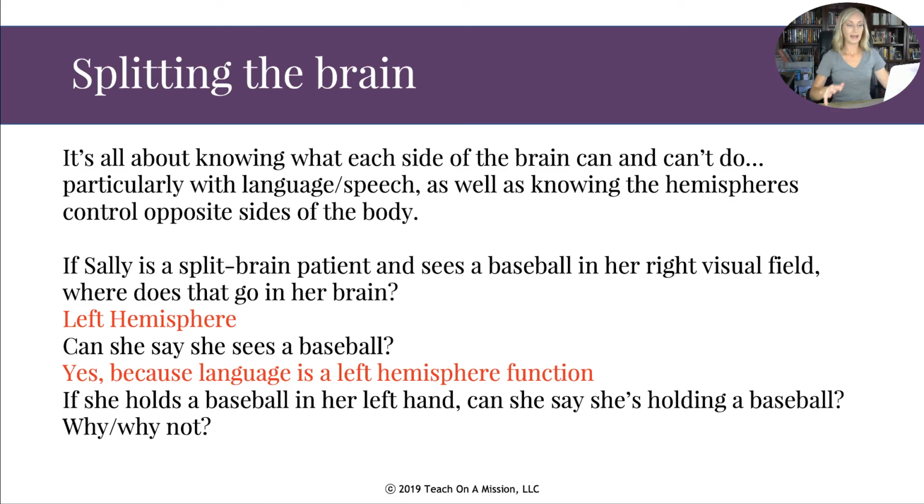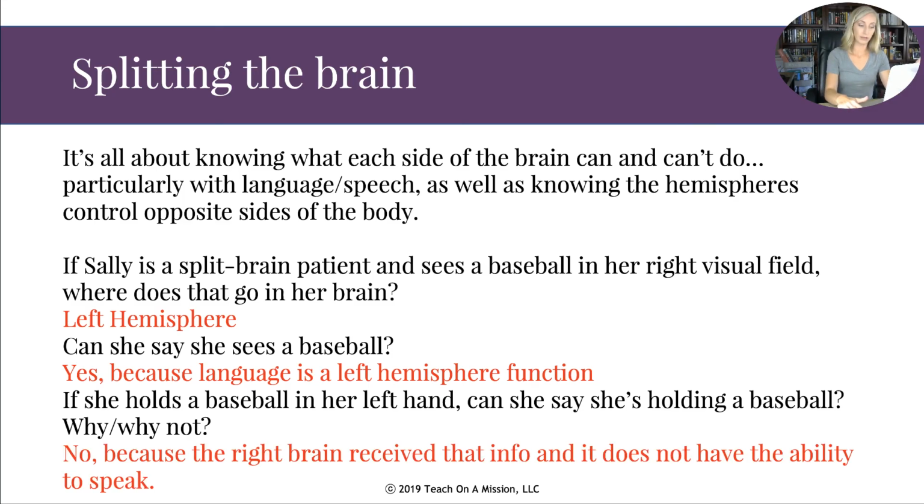Okay? Now, what if she holds a baseball in her left hand? Can she say, I'm holding a baseball? Why or why not? Well, the answer is no. Because the right hemisphere received that info, and it does not have the ability to speak. Interesting. But if you told her to write or draw what it is that she was holding with her left hand, she could draw it. So her right hemisphere could express, I know what I was holding, I just can't say it.